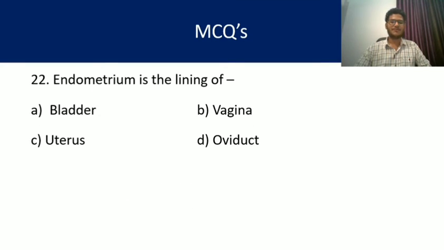Question number 22. Endometrium is the lining of bladder, vagina, uterus, oviduct. So endometrium, we know it is the lining of the uterus. So the answer is C.